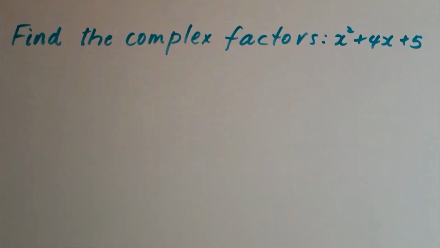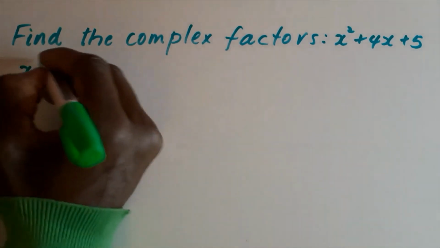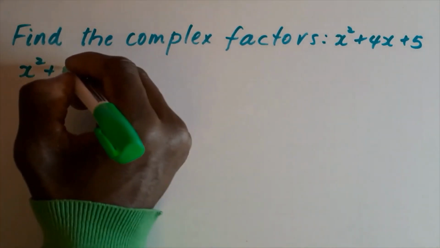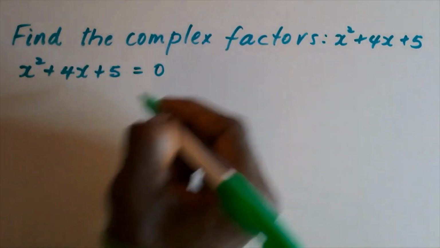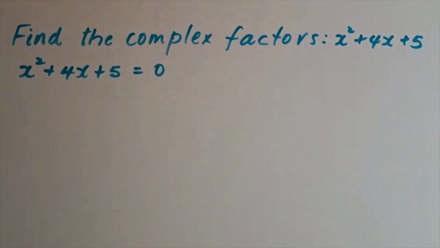Hello there. Find the complex factors of this quadratic expression. Well, first we need to solve the equation x squared add 4x add 5 is equal to 0. And the reason we're going about finding the solutions to this quadratic is because we can then apply the factor theorem to find the complex factors of this quadratic equation.